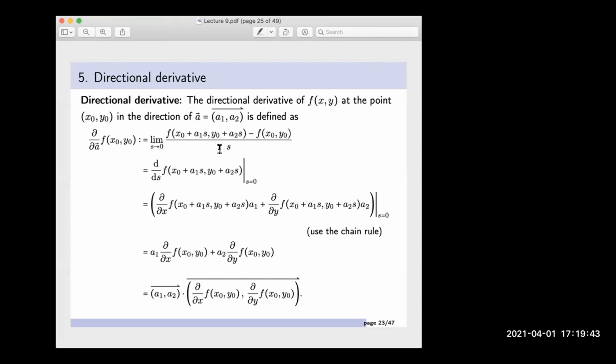you can look at the directional derivative. Okay. The directional derivative is the rate of change in a given direction at a given point. So this is the notation. This notation represents the derivative of f in the direction a.